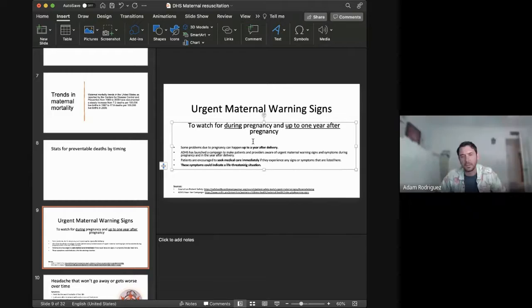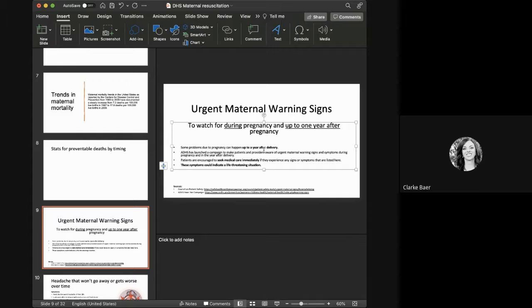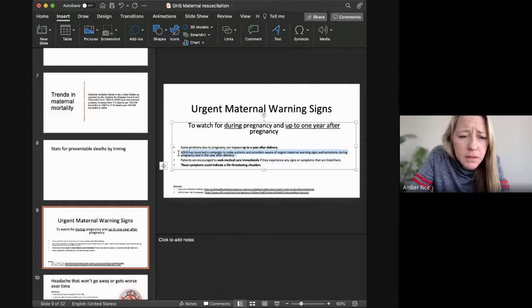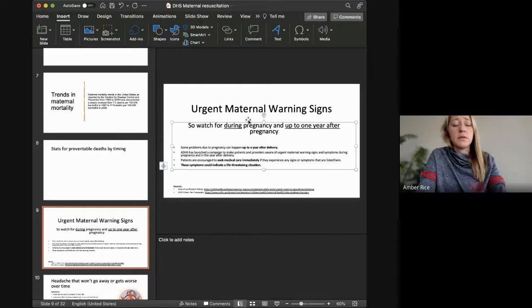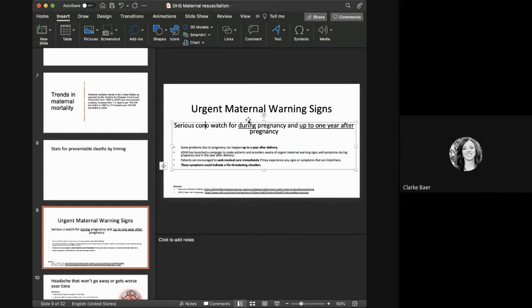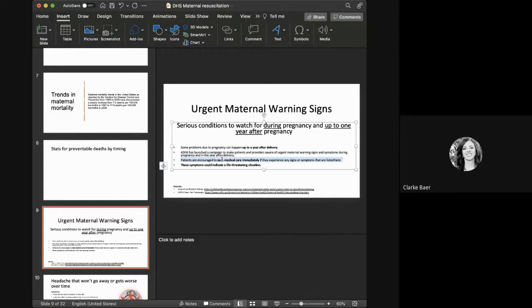More stable patients. Right. You want to change some of this to say that. Yeah, and I can adjust some wording for you too, but I don't know if you want urgent maternal warning signs for non-crashing patients for the actual title. I'm going to just say serious symptoms or serious conditions to watch for. Yep. Anything like that works. Okay. I think I might just make it a little bigger.